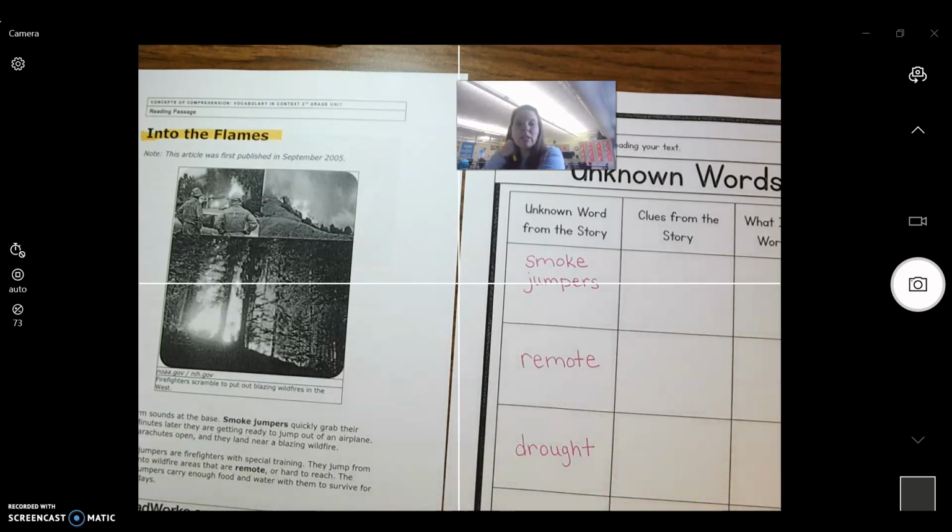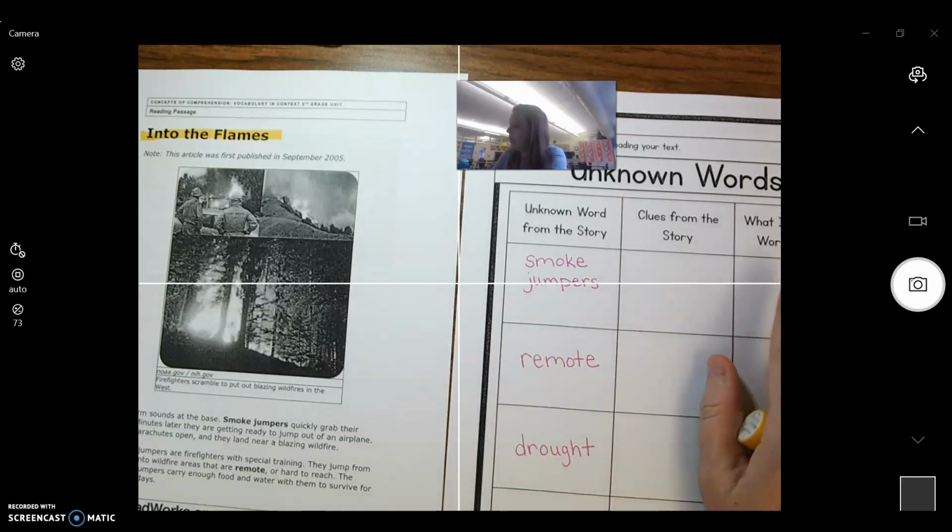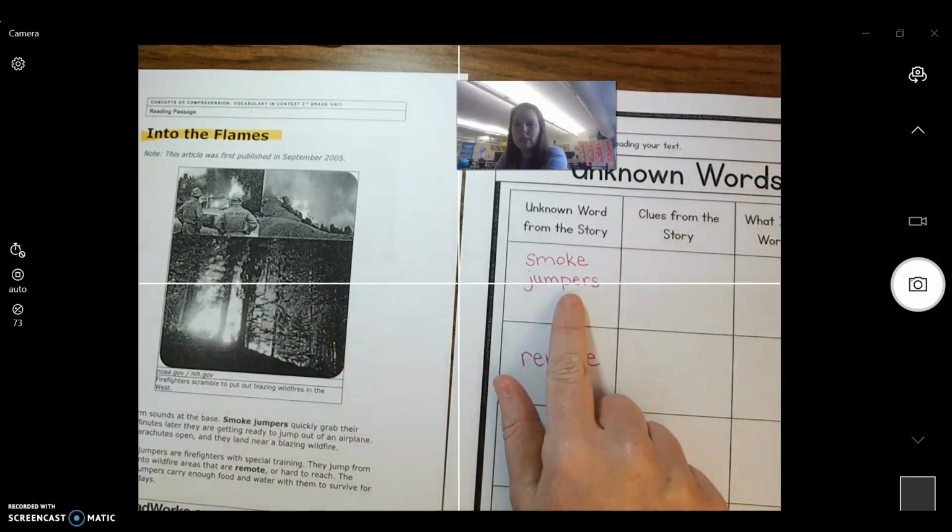Now remember, we're focusing on definition. That means the author has told us the meaning. So our clue is going to be a sentence that we highlight. And here, we're going to think, what does that word mean? Okay, so the first one up is smoke jumpers.